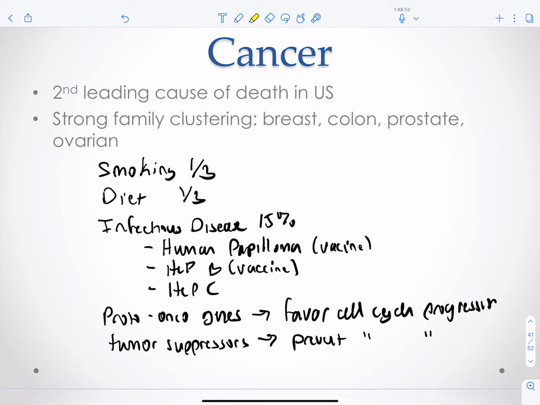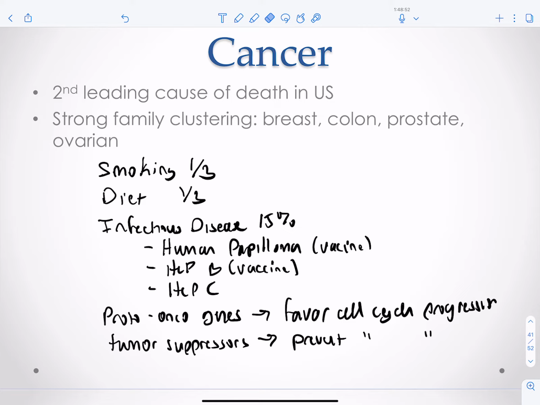Okay, so now moving on into cancer. Cancer is, of course, becoming one of the most leading causes of death in the United States. With respect to breast, colon, prostate, and ovarian, there is familial clustering, but keep in mind most cancers are going to be spontaneous. And so you're going to have a lot of environmental influences on cancer. So smoking, your diet, infectious diseases, you have your true cancer-causing viruses, the human papillomavirus, and then Hep B and Hep C are not true cancer causing. However, they cause such damage to your liver that your liver can become cancerous.